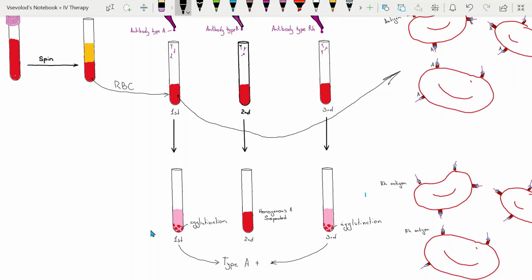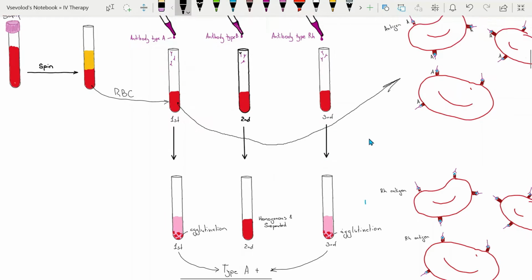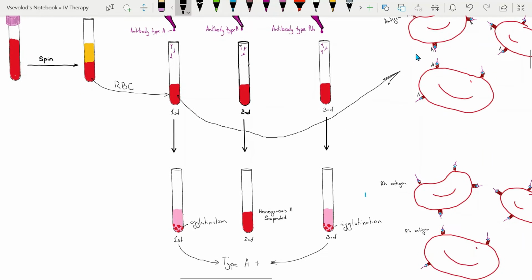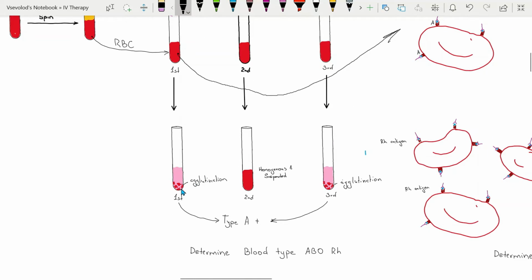So let me reiterate this. If the patient has A antigens on the surface of the red blood cells, antibodies A will bind to them. Then adding the anti-human antibodies will bind to antibodies A and bind to each other and agglutinate on the bottom of the test tube. Thus, we will know that the blood type is A.